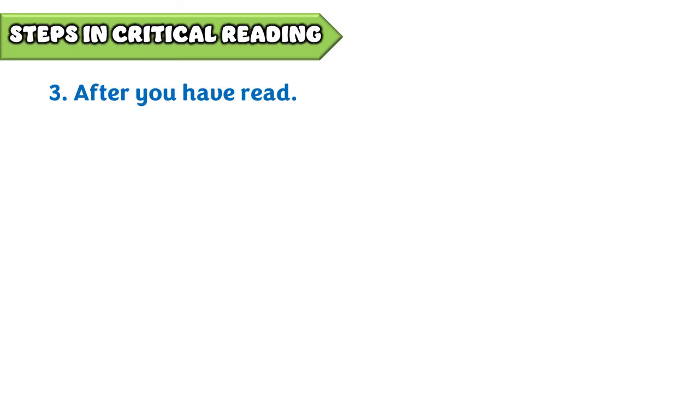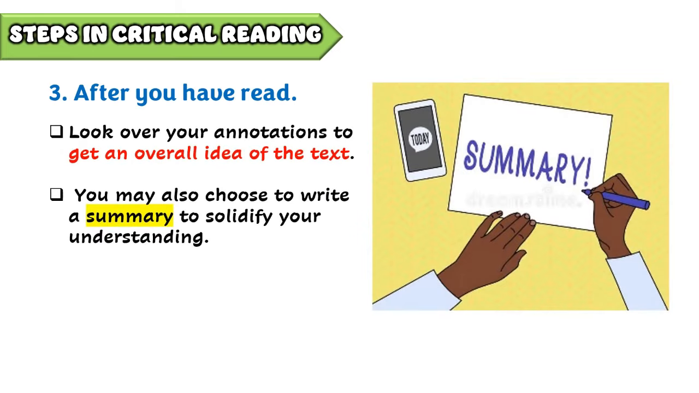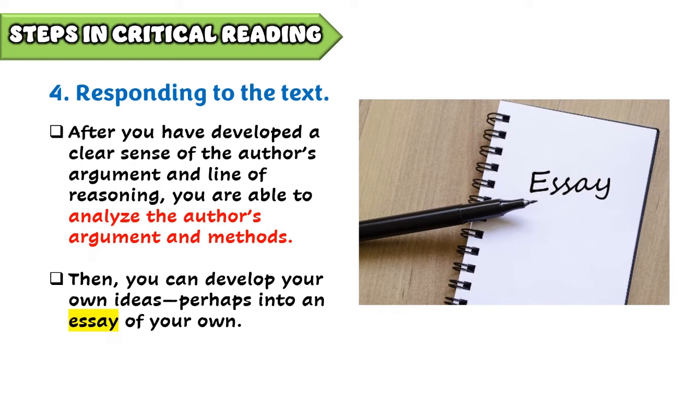After you have read, look over your annotations to get an overall idea of the text. You may also choose to write a summary to solidify your understanding. Responding to the text. After you have developed a clear sense of the author's argument and line of reasoning, you are able to analyze the author's argument and methods. Then, you can develop your own ideas, perhaps into an essay of your own.